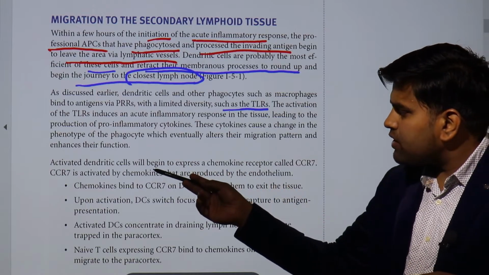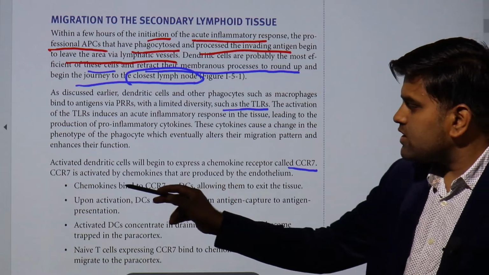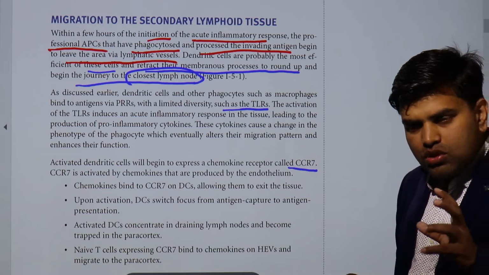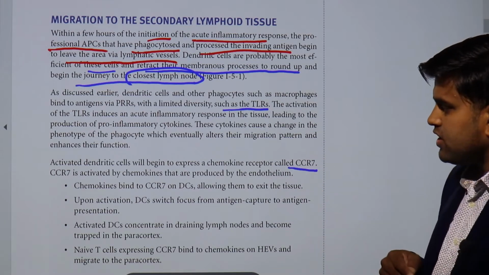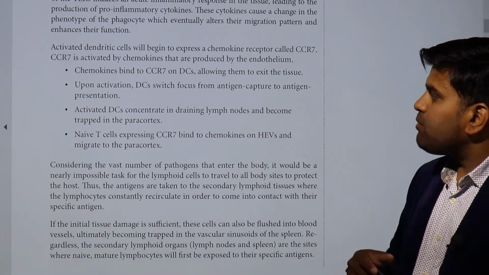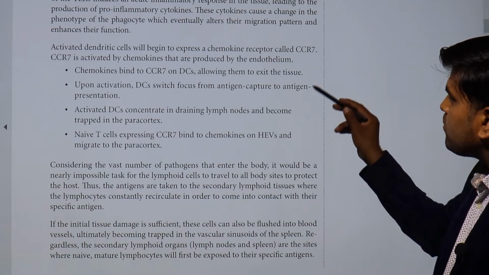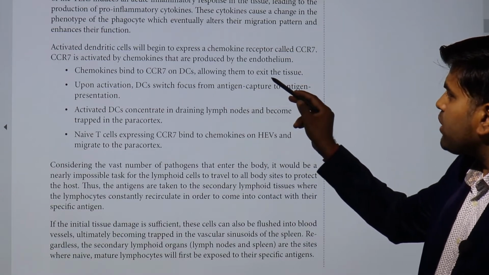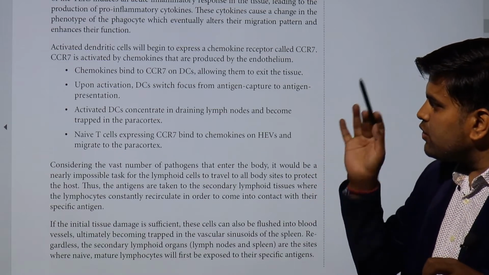This activated dendritic cell will begin to express a chemokine receptor called CCR7. This CCR7 is activated by the chemokines that are produced by the endothelium. The chemokines bind to the CCR7 on the dendritic cell and allow it to exit the tissue.